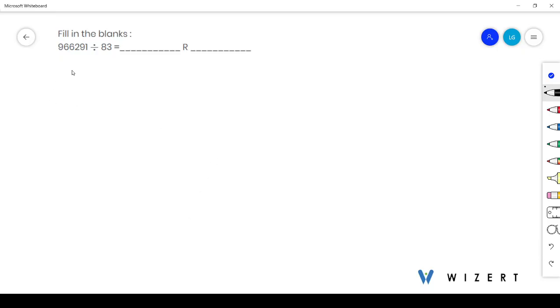Our question is fill in the blanks and we have to do the division. 966,291 divided by 83. To do this, let us do a long division. 966,291 divided by 83.